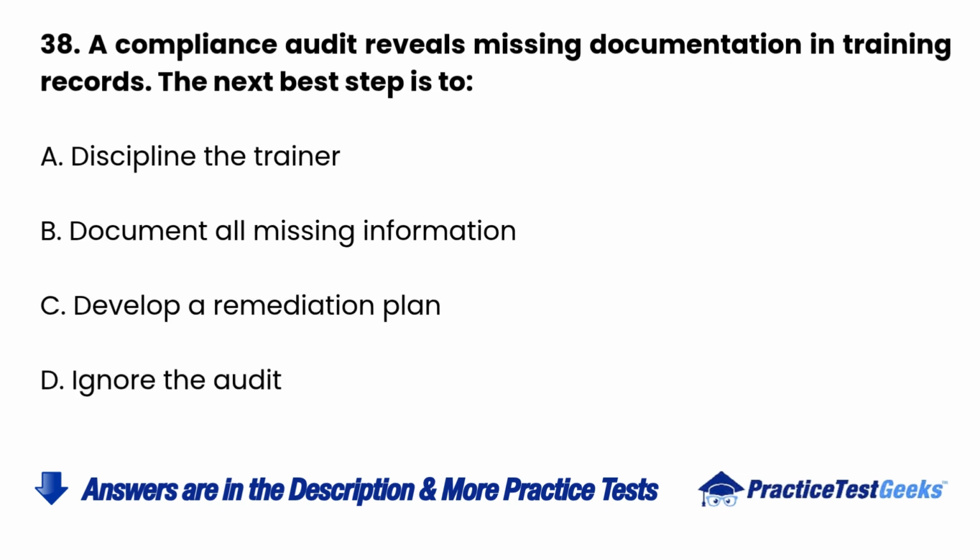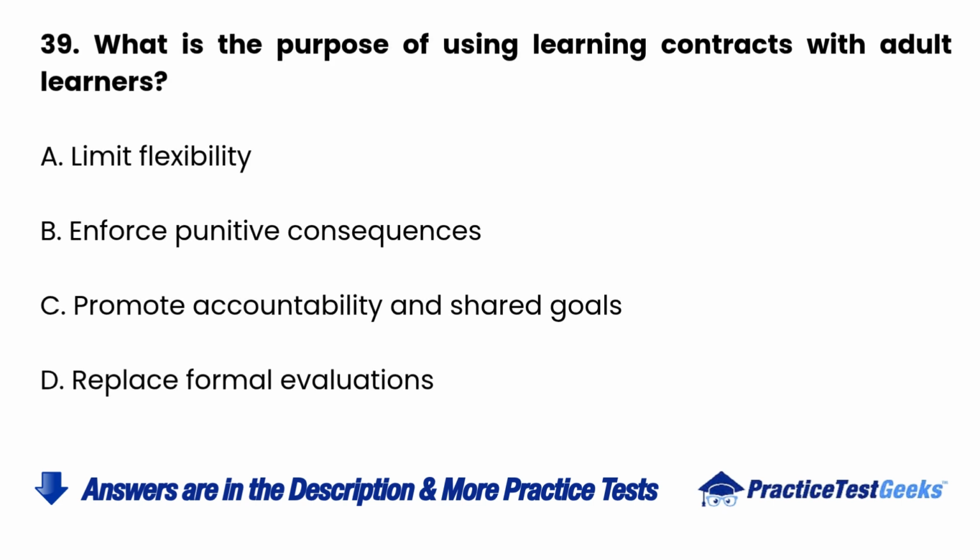38. A compliance audit reveals missing documentation in training records. The next best step is to A. Discipline the trainer. B. Document all missing information. C. Develop a remediation plan. D. Ignore the audit.